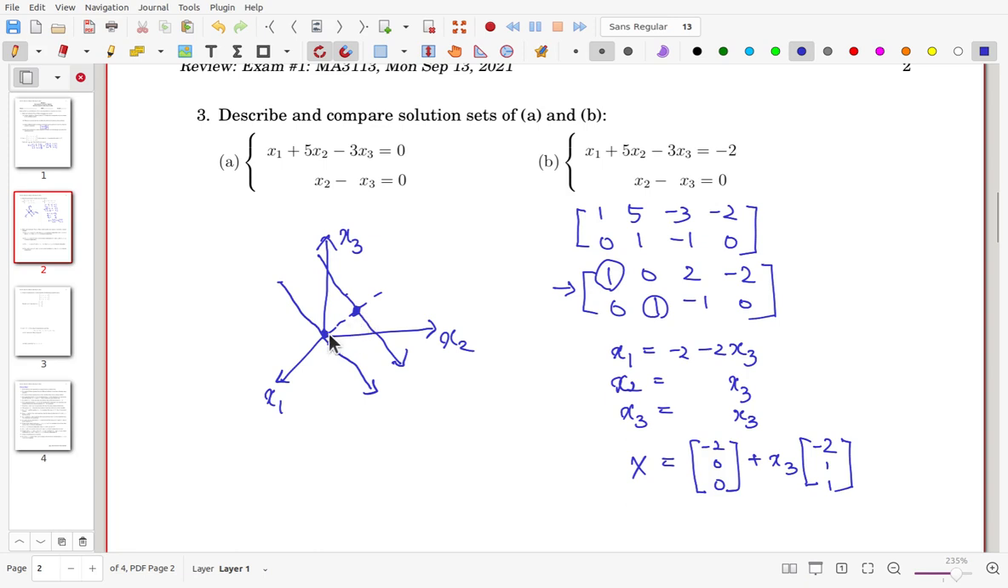Just in the x direction, -2 is moved, and then the parallel line, all the points on the lines will be the solution. Okay.